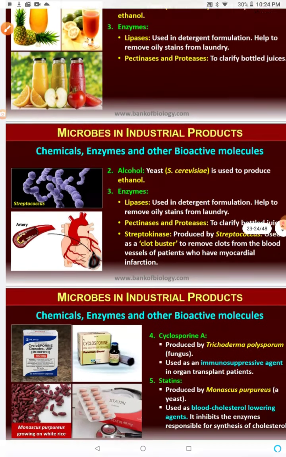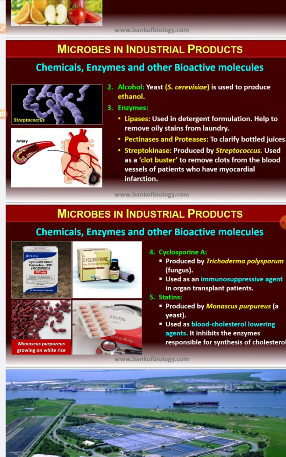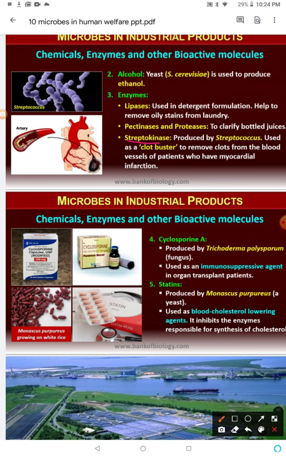The microbes in industrial products give various chemical enzymes and other bioactive molecules like streptokinase, which is produced by Streptococcus. It is used as a clot buster to remove clots from the blood vessels of patients who have myocardial infarctions. So these various enzymes, lipases, pectinases and streptokinases, are obtained from microbes only.